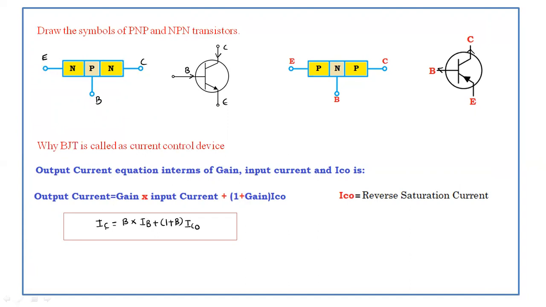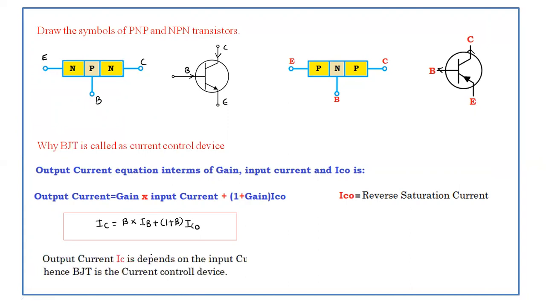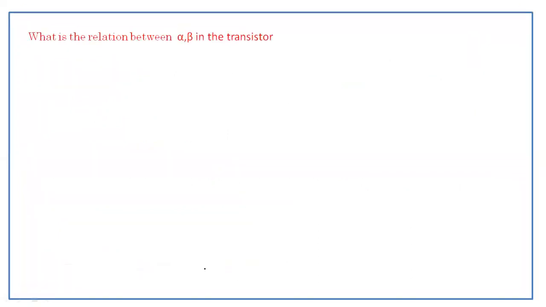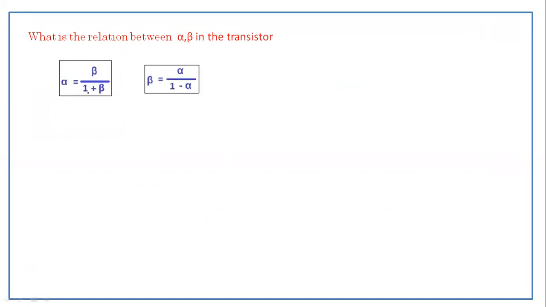Here the output current IC depends on the input current. That's why the BJT is called a current control device. Output current IC depends on the input current IB. Hence, the BJT is a current control device. Next, the relation between alpha and beta in the transistor: alpha is equal to beta by 1 plus beta, and beta is equal to alpha by 1 minus alpha. This is the relation we just have to write.